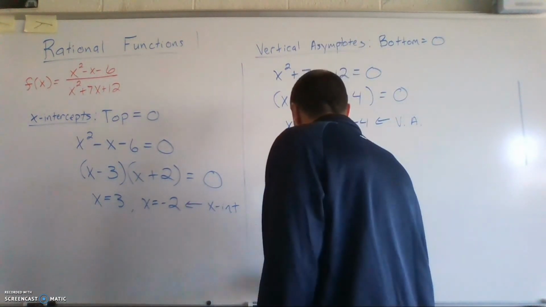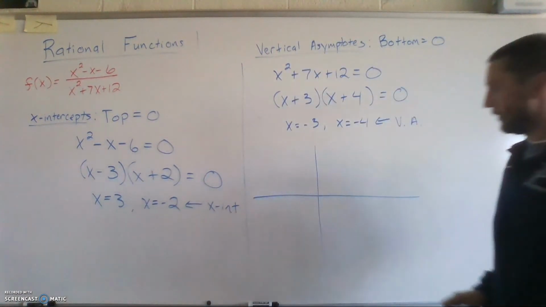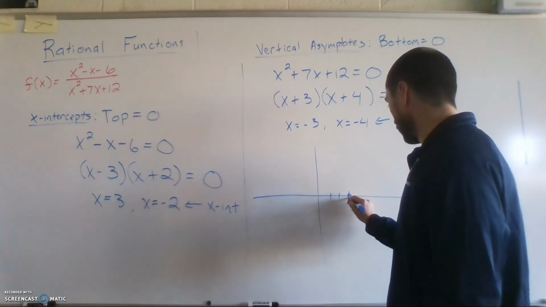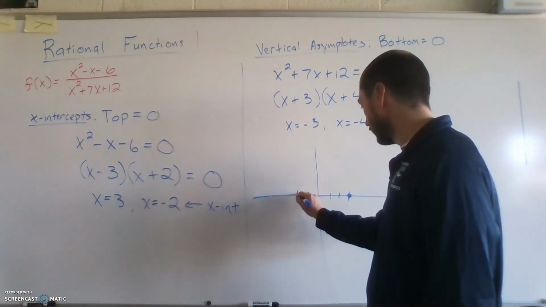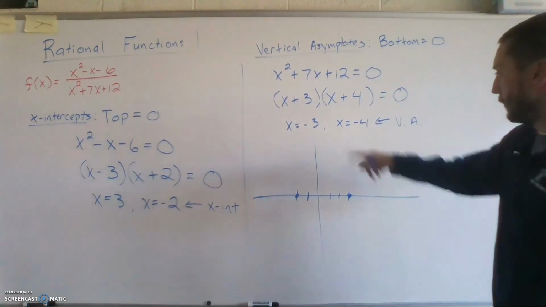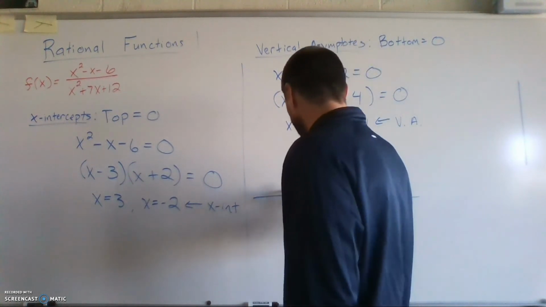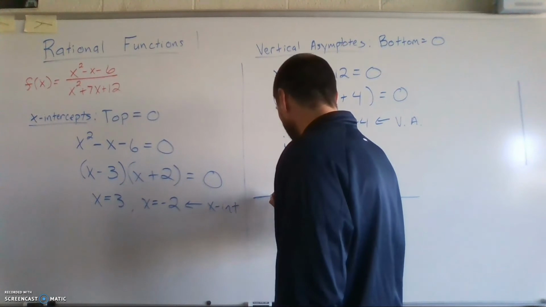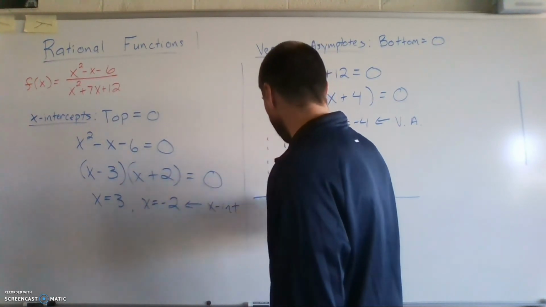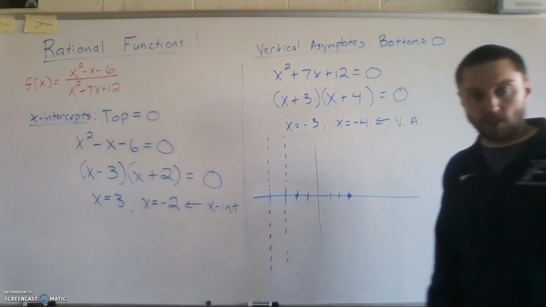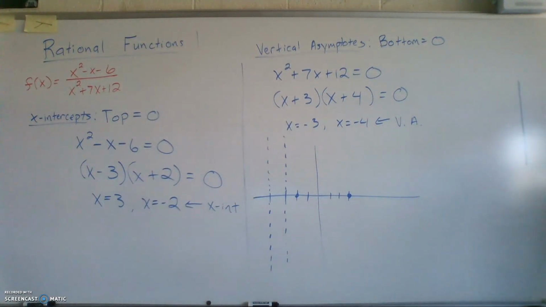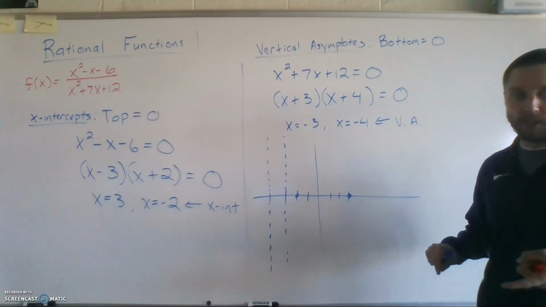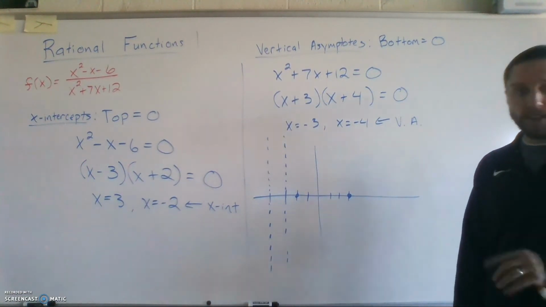So I'm going to think about sketching this here. So let's see what we got. If I wanted to put this all together, I have an x-intercept at 3. I have an x-intercept at -2. I have a vertical asymptote at -3, and a vertical asymptote at -4. Oh, wow, this is going to be a goofy looking graph. It's a good thing I don't have to graph this today because this would be weird looking. But there's the beginning of my graph.